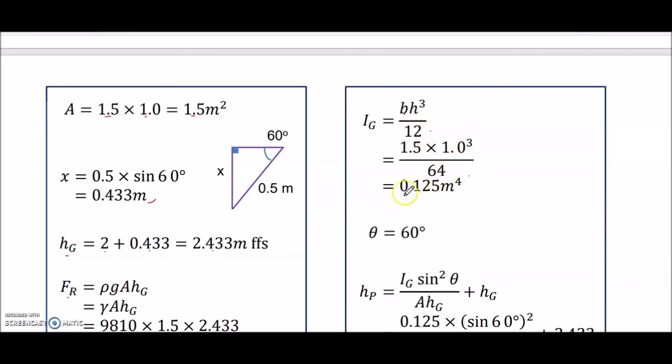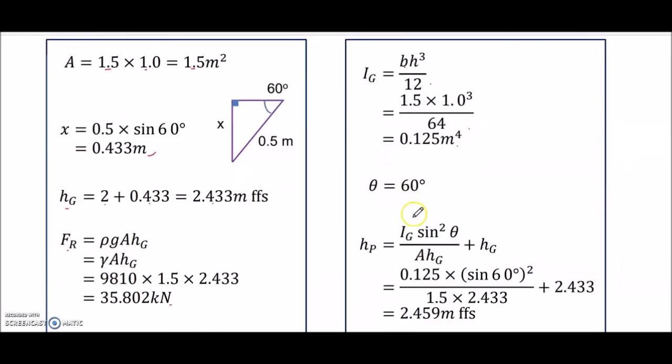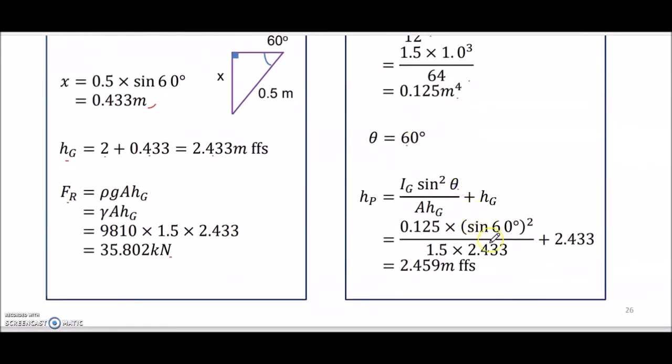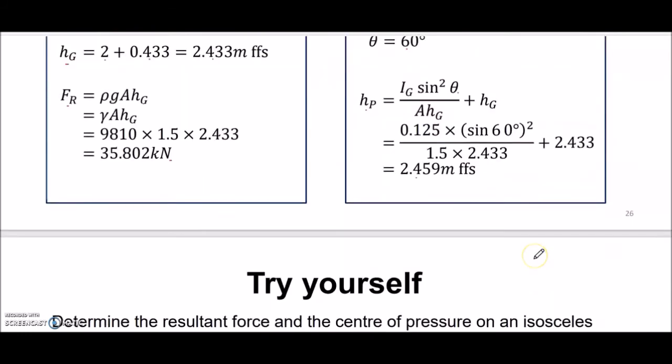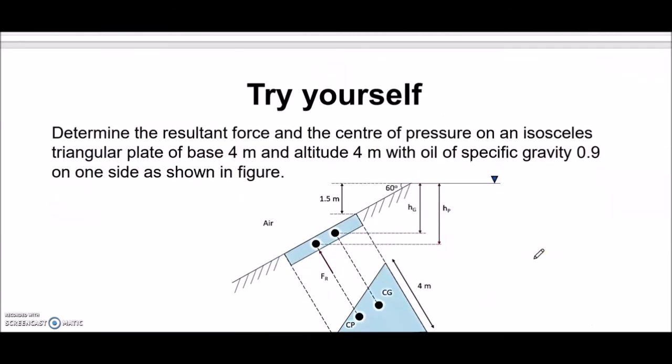Right, so you get 0.125 meter power 4, and then the angle is 60 degrees, so you just put the 60 degrees in, and you have to calculate this, and you get 2.459 meter. Okay, the hp, the head of the pressure, is 2.459 meter. So now let's look into this example.